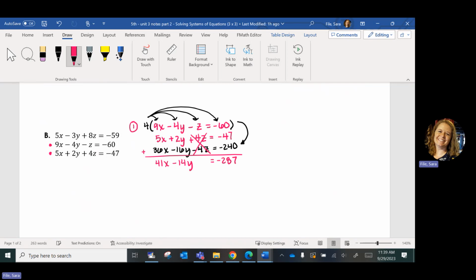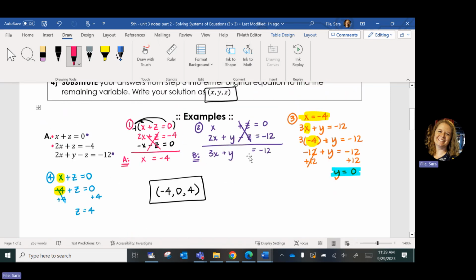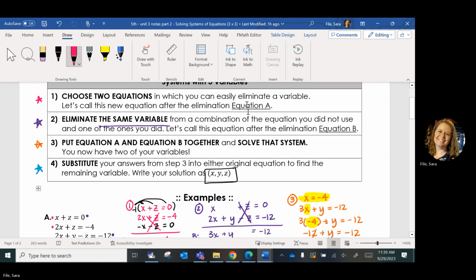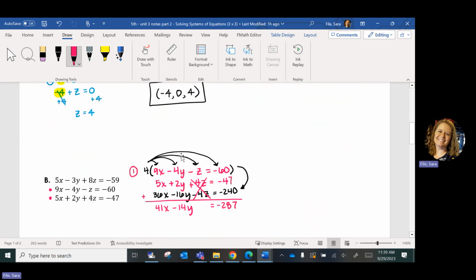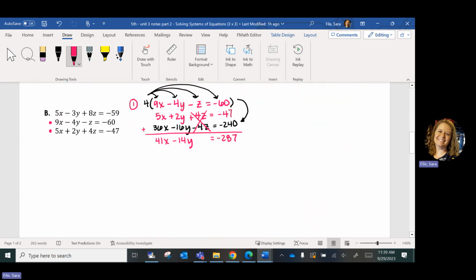And what do I call that? What does it say up here in step 1? When you do that, call that equation A. Okay, in that last example, equation A was a lot simpler, but that's because it was missing one of the variables already. So this is my new equation A.